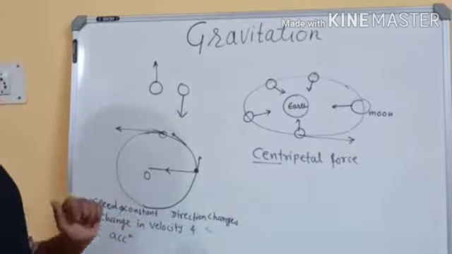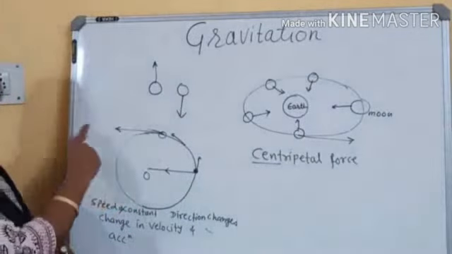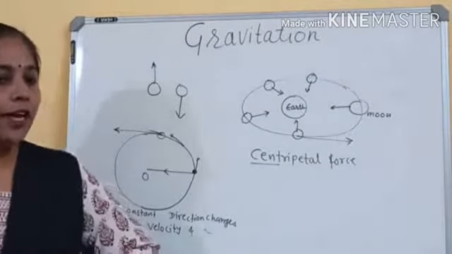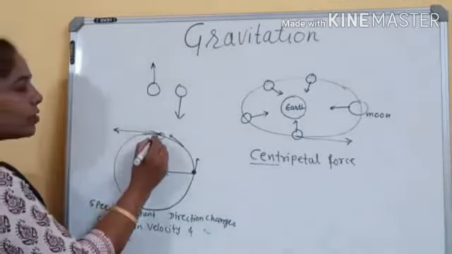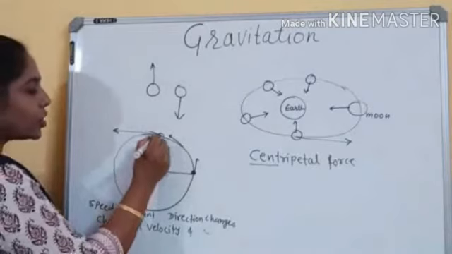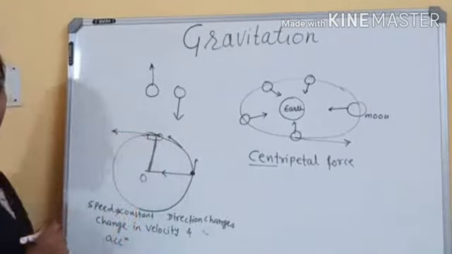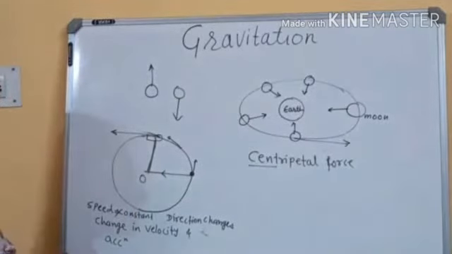In the absence of this force, the stone will fly off along a straight line. That will be along the tangent drawn at that point. What is a tangent? A line drawn perpendicular to the radius at the circumference. That is a tangent.